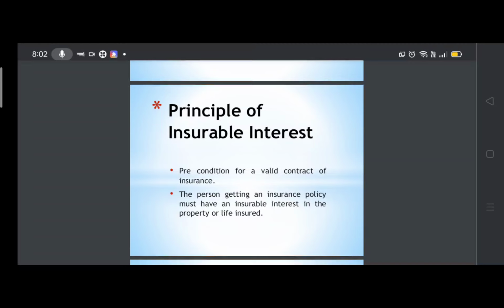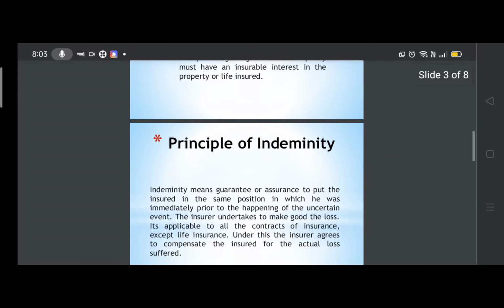For example, a husband might have the insurable interest in his own life or in the wife's life. Likewise, a banker might have insurable interest in the properties which are mortgaged by his lenders. So that is about insurable interest. Again, the interests of people vary. Like in this example, the banker's interest in taking insurance is different, and the husband's insurable interest could be different. So that is about the principle of insurable interest.